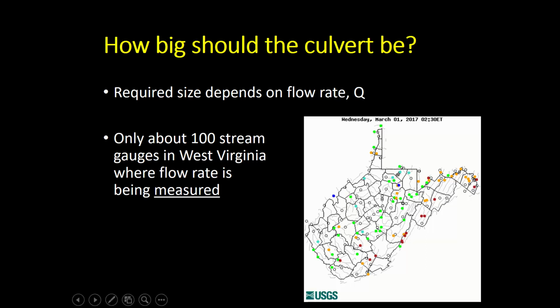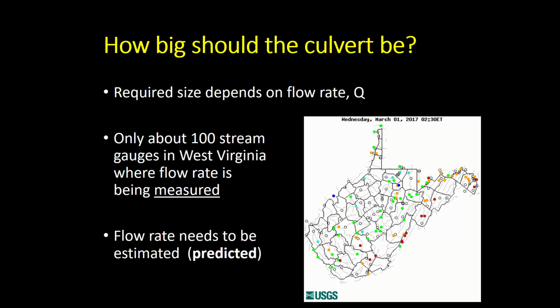So you can see how spread out those stream gauges are, and here we are in Cabell County, and although there are some stream gauges on the Ohio River, none on the interior watersheds inside of Cabell County. And so we can't always rely on active measurement to give us an idea of what the flow rate through a stream might be. And so we have to have a prediction approach.